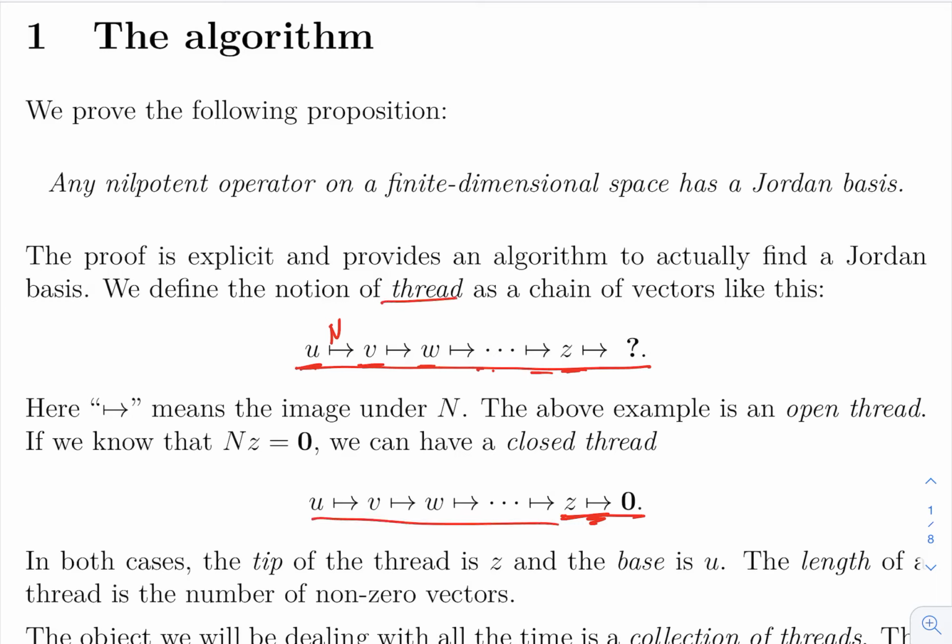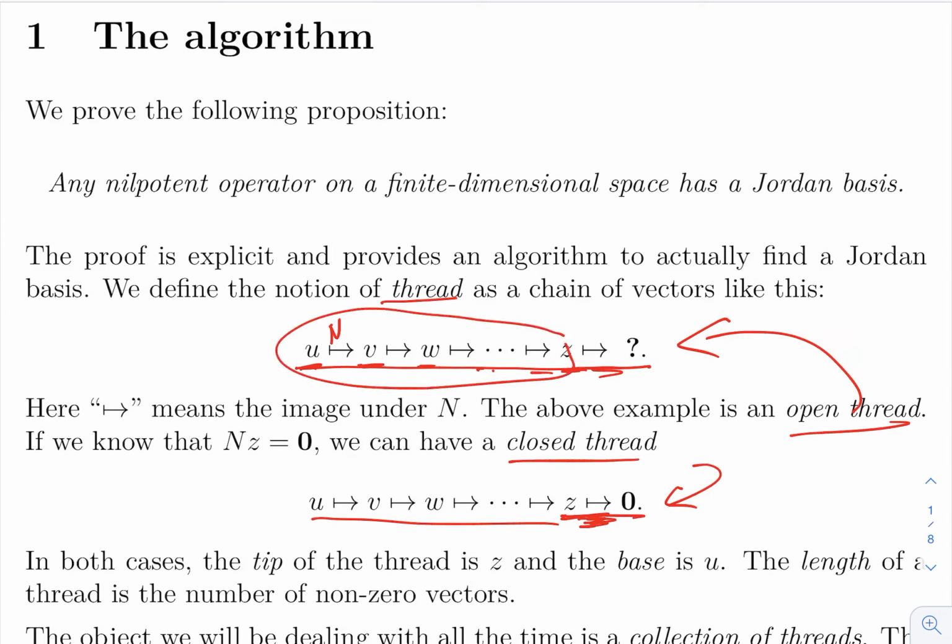Both of these I'm calling threads, but I'm calling this one here an open thread, and this one here a closed thread. The only difference is it's closed because I know already that z is mapped to 0, and here before I didn't know that. Maybe it is, maybe it's not. In any case, the length of the thread will be just the number of vectors that we have here. We don't count 0, of course. And the tip of the thread is the last vector here, and the base is the first vector here.